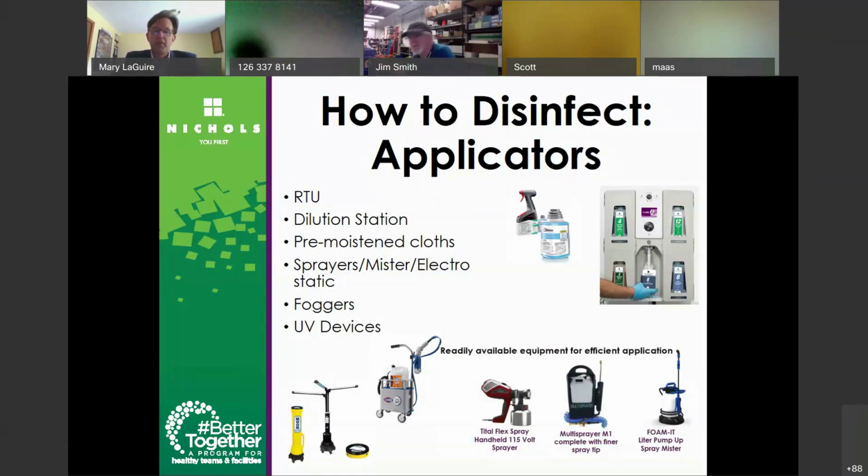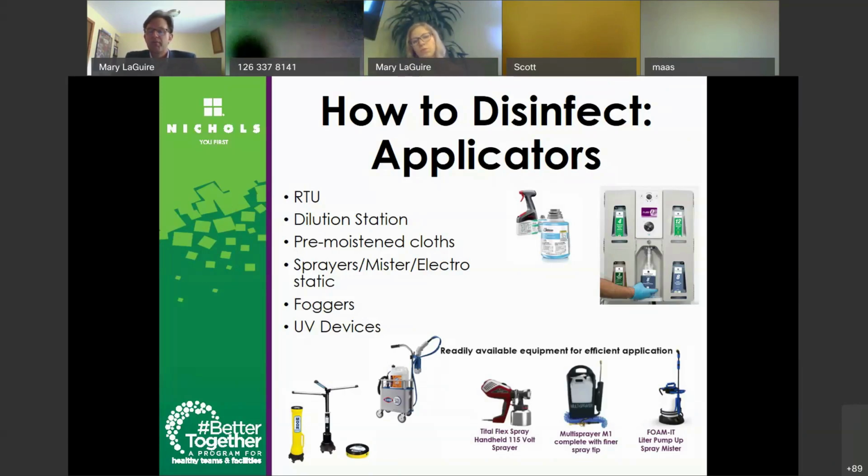Mary mentioned applicators and just tools to use. And there's been a lot of discussion around these kinds of tools. Obviously, we have chemicals that are ready to use that come in quart bottles or even gallon containers that have trigger sprayers, and we can apply that disinfectant that way. We can put disinfectant into a pail and use a cloth and apply disinfectant to surfaces that way.